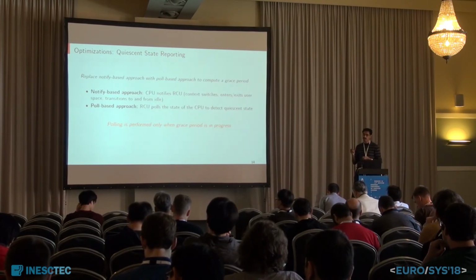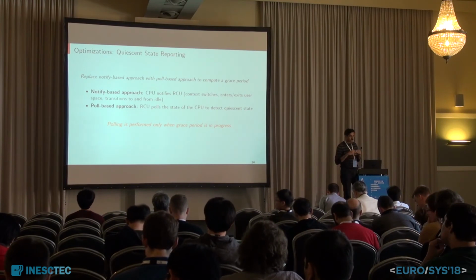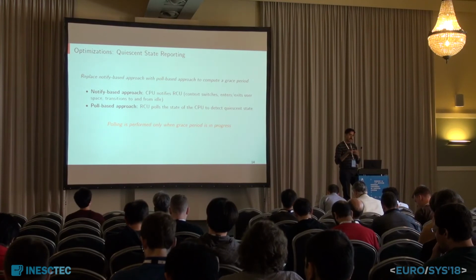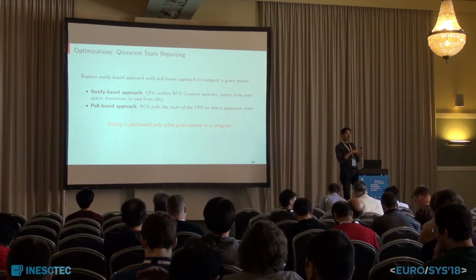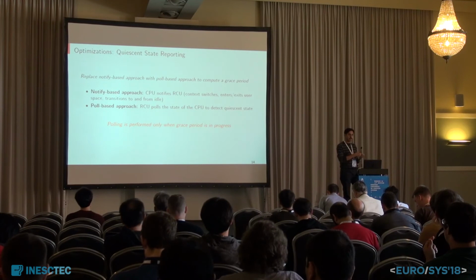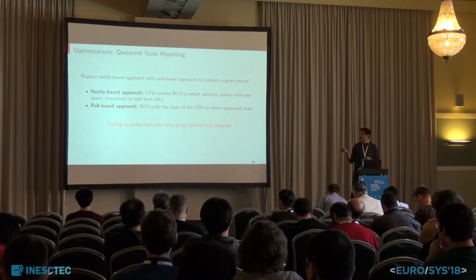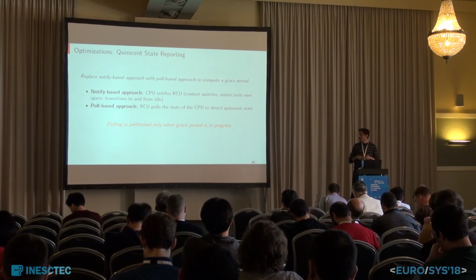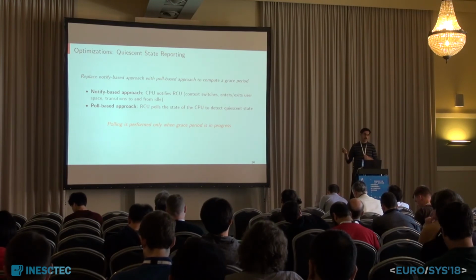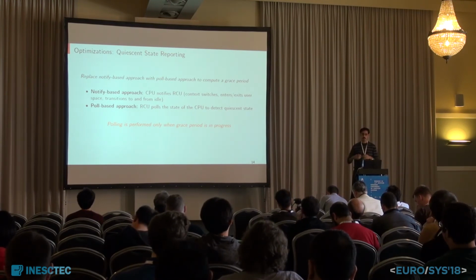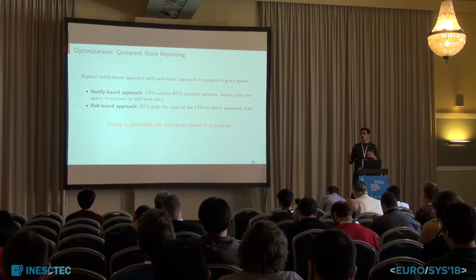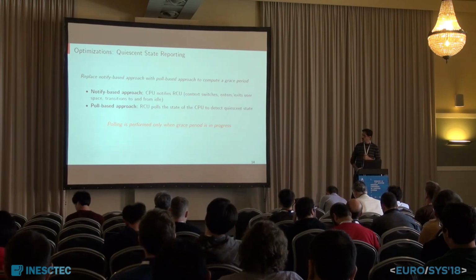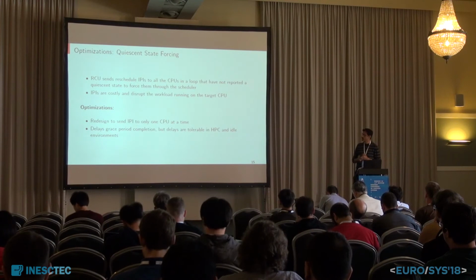We replace the existing notify-based quiescent state reporting, where the scheduler reports to RCU whenever there is a context switch or whenever it transitions to user space or to idle state, with our poll-based approach. Here, RCU polls the state of the CPU and finds whether it's in user space or in idle state. This polling is performed only when a grace period is in progress. If there is no grace period in progress, then we don't do any polling.